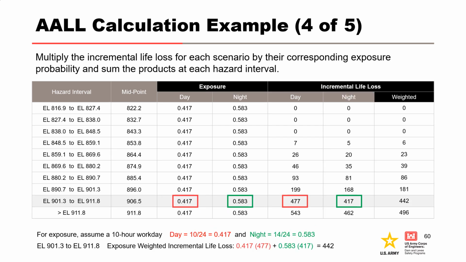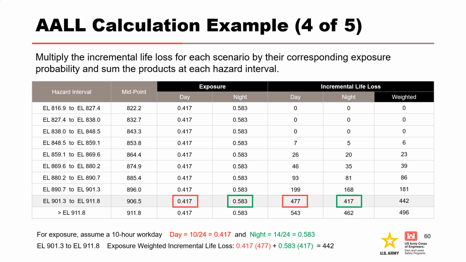Now that we have the incremental life loss, the last thing we need to calculate the average annual life loss is the exposure. We are told to assume a 10-hour workday. So we will simply divide those 10 hours by 24, the number of hours in a day, to get the day exposure of 0.417. The night exposure will be the complement, 1 minus 0.417, which equals 0.583.